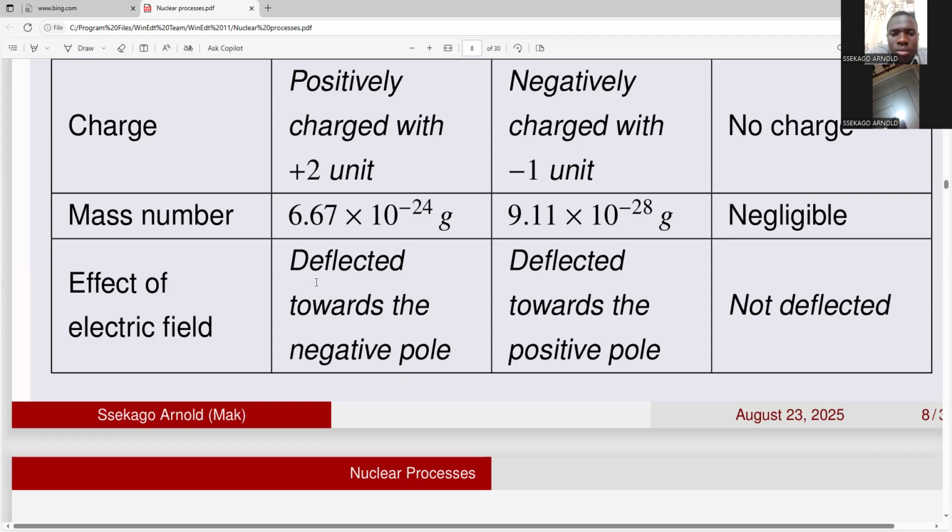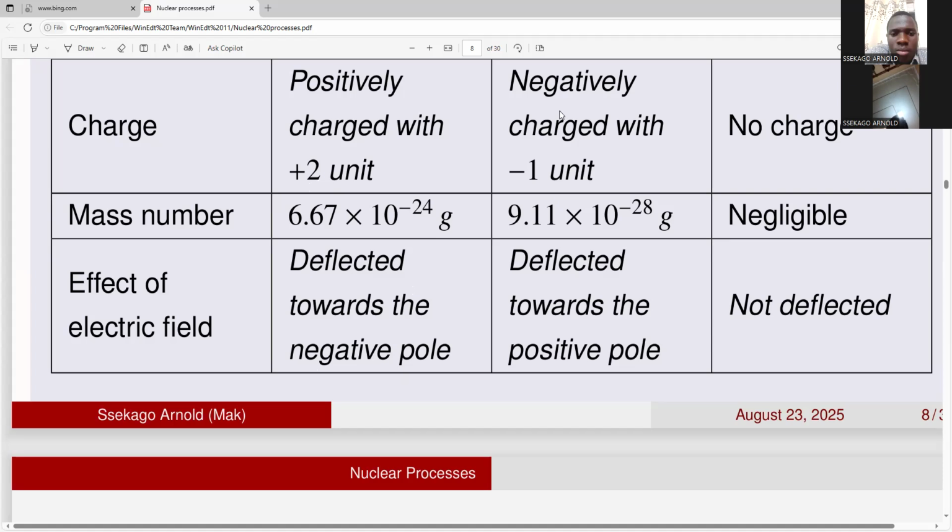Opposite charges will attract each other. So since alpha particles have a charge of +2, they are deflected towards the negative pole. Alpha particles carry positive charge, so for them, they are deflected towards the negative pole.